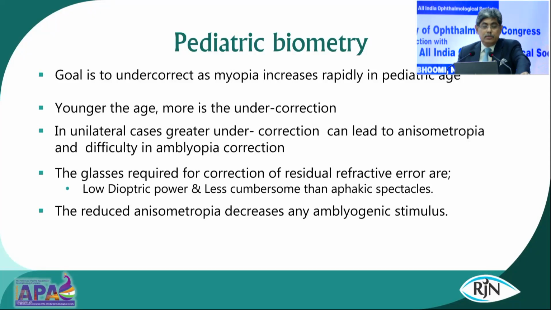Our goal is to undercorrect, as myopia increases rapidly in the pediatric age group, and the younger the age, the more the undercorrection. In unilateral cases, greater undercorrection can lead to major anisometropia, and it is difficult to correct the amblyopia, so that has to be kept in mind.